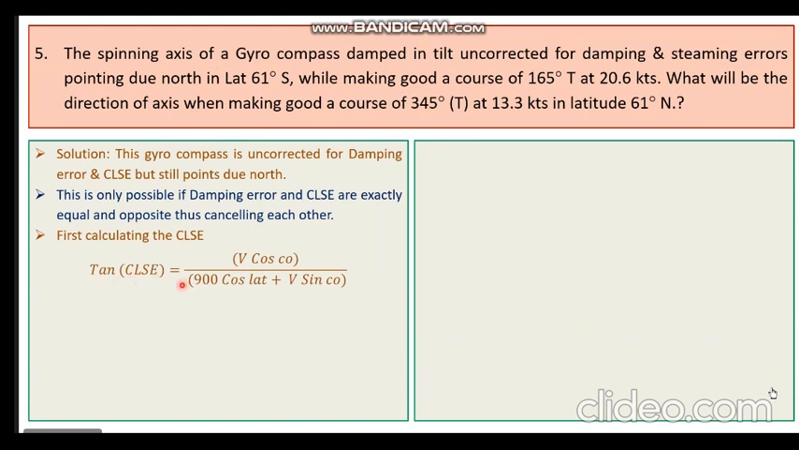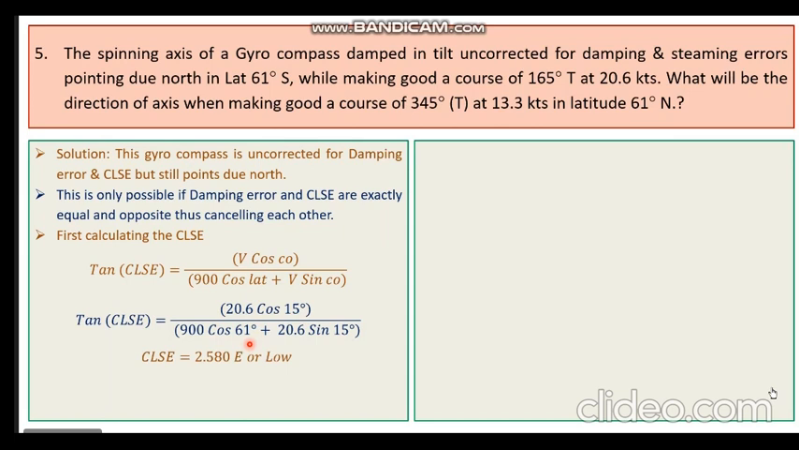The formula: tangent CLSE is equal to V cos course divided by 900 cos lat plus V sin course. We have a positive sign here because the course is 165 degrees true, which is an easterly component course. It's a southeasterly course. Putting the values here, we get 20.6 cos of 15 degrees, divided by 900 cos of 61 plus 20.6 sine of 15 degrees. The course is south 15 degrees east, which is 165 degrees true. The speed is 20.6 knots given to us, and the latitude is 61 degrees south.